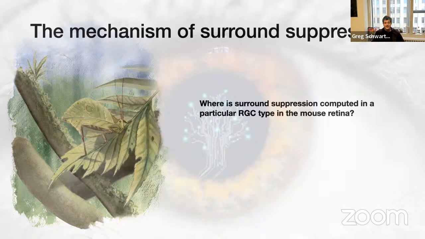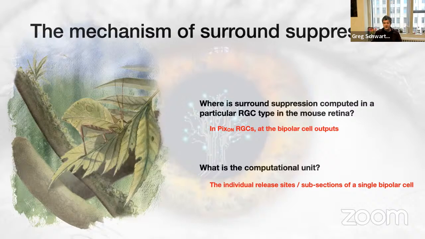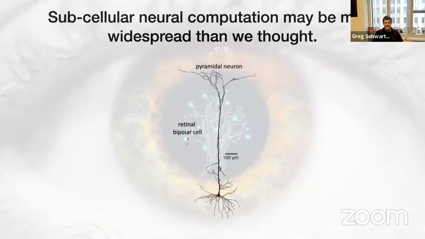And the answer is that in Pixon RGCs, it's the bipolar cell outputs that are the key place where surround suppression happens. And what's the computational unit? Not the whole bipolar cell, but the individual release sites or subsections of an individual bipolar cell. So the conclusion is that subcellular neural computation may actually be a lot more widespread than we thought. It doesn't just exist in these huge neurons. It may exist in the very smallest ones as well.